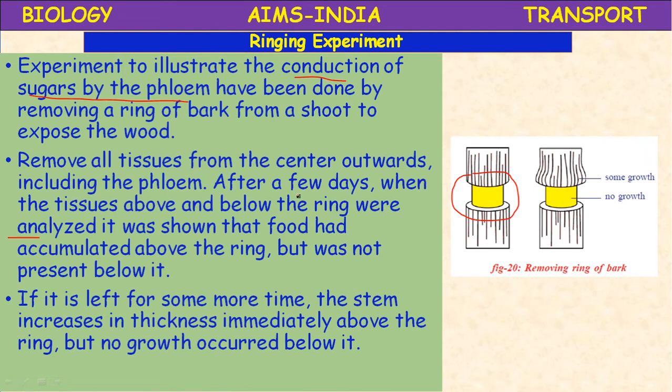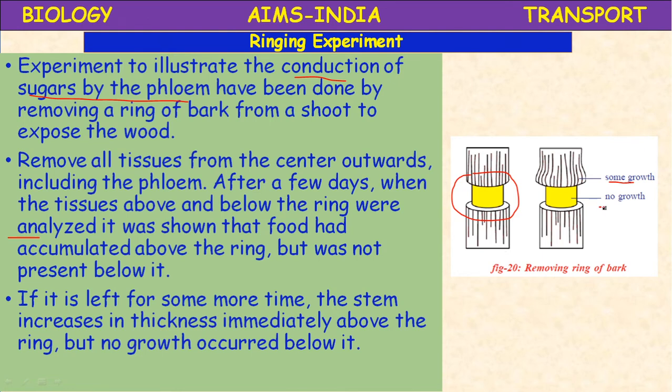Remove all the tissues from the center outwards, including the phloem. After a few days, when the tissues above and below the ring were analyzed, it was shown that the food had accumulated above the ring, like this, but was not present below the ring.